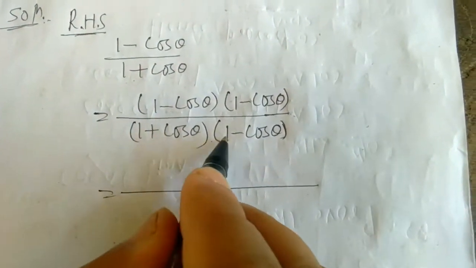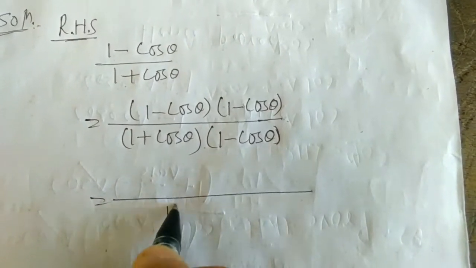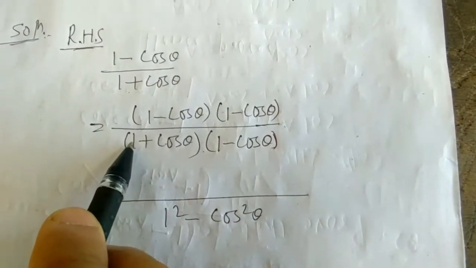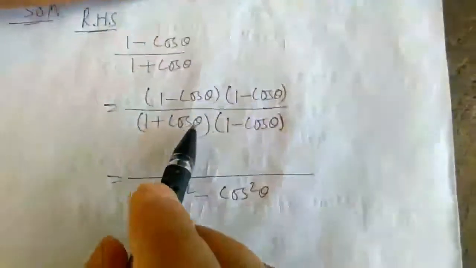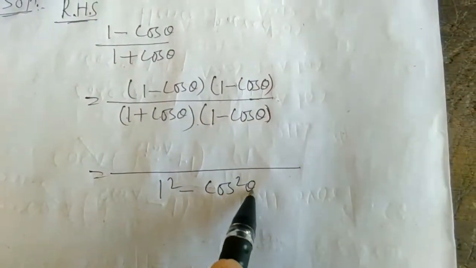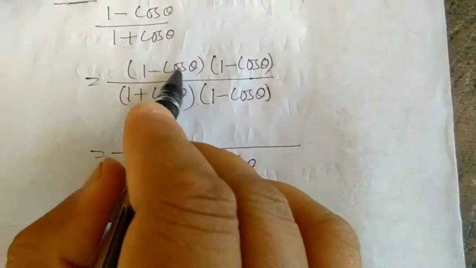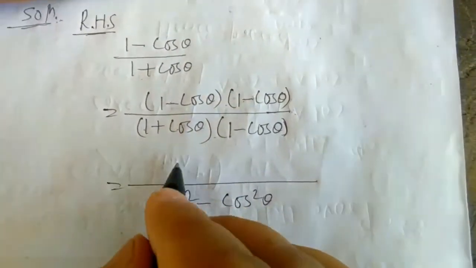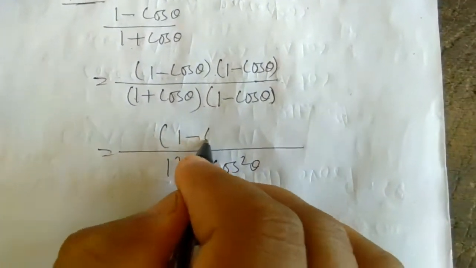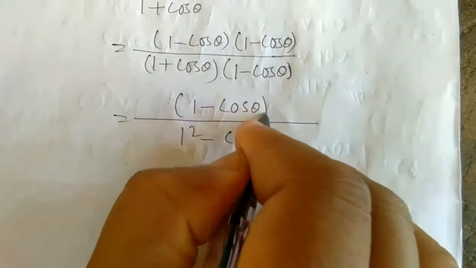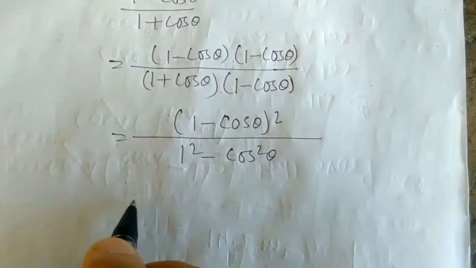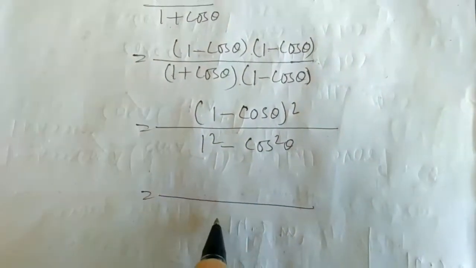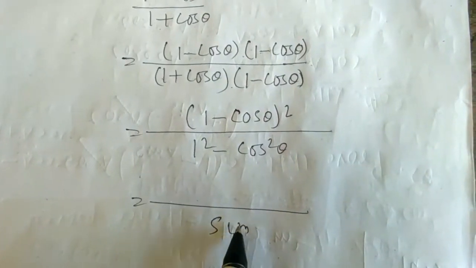A plus b into a minus b, so it will be a square minus b square. See, take this as a, this is b. A plus b into a minus b form, so a square minus b square. A minus b into a minus b, that means 1 minus cos theta into 1 minus cos theta, both are same. You can write 1 minus cos theta whole square. Okay, no? 1 square means 1 minus cos square theta equal to sin square theta.